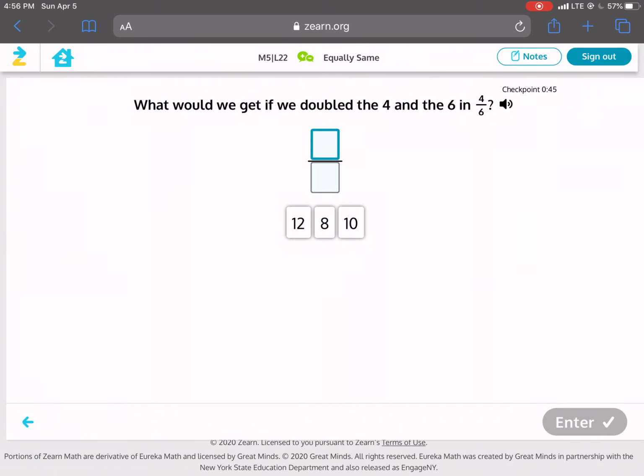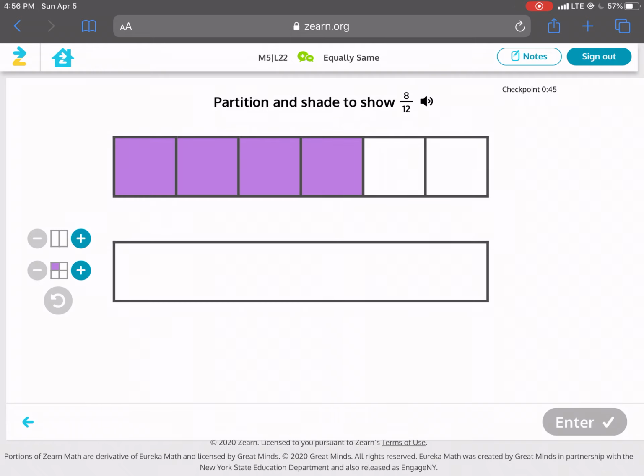What would we get if we doubled 4 and 6 in 4/6? 4 plus 4 equals 8. 6 plus 6 equals 12. Partition and shade to show 8/12. So now since we doubled that and we made another equivalent fraction by doubling that numerator and denominator, now we're going to model that on the tape diagram.